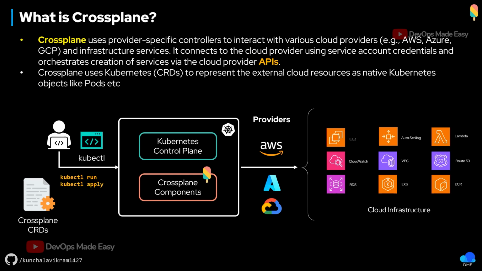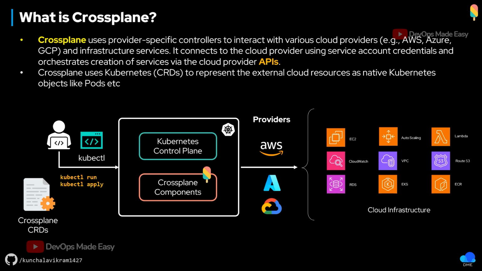And we already talked about Terraform providers, where providers provide the APIs to talk to the cloud resources. Similarly here, Crossplane uses the same concept of providers, and these providers are responsible for talking to the end cloud infrastructure through cloud APIs.